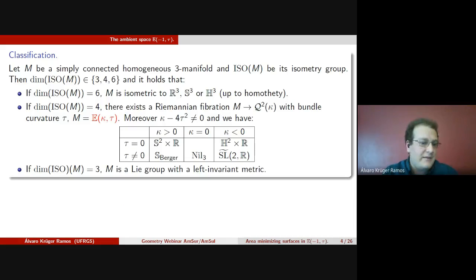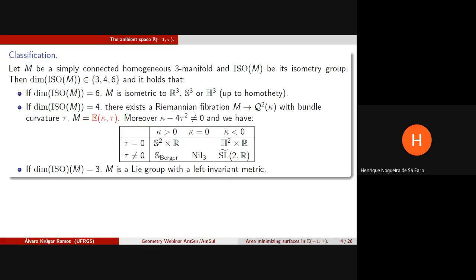Okay, and if the dimension of the isometry group of M is 3, then all you can say is that M is a Lie group with some left invariant metric, and it's not too symmetric. Basically, you don't have rotations. All your isometries are translations or reflections, basically.